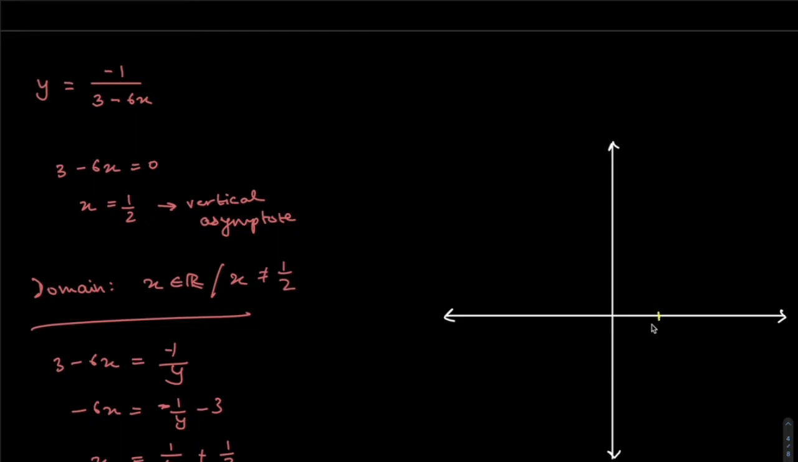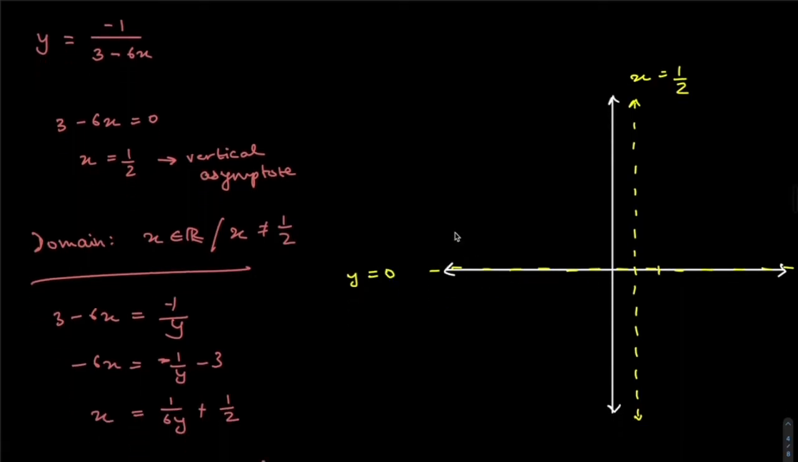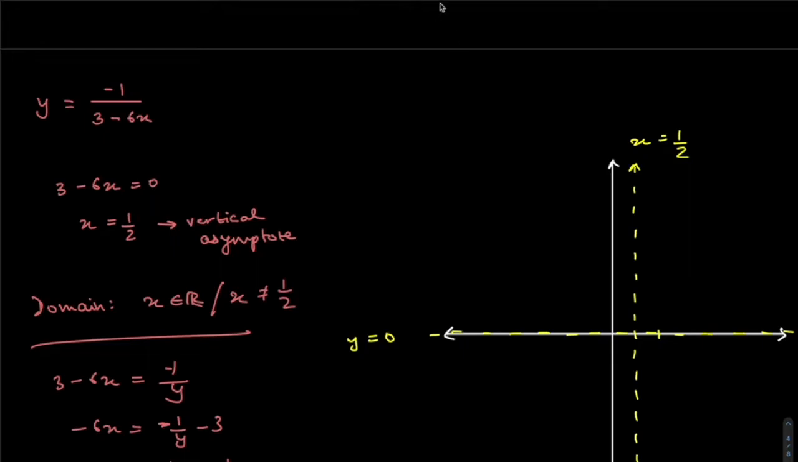So if this is 1, this is half, right? And at 0, we're going to have something like this. So x is equal to half, and y is equal to 0, right? So now, again, either we're going to have a graph that goes like this and like this, or we're going to have something that goes like this or like this, right?